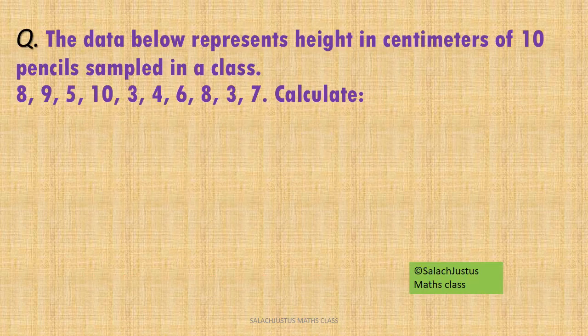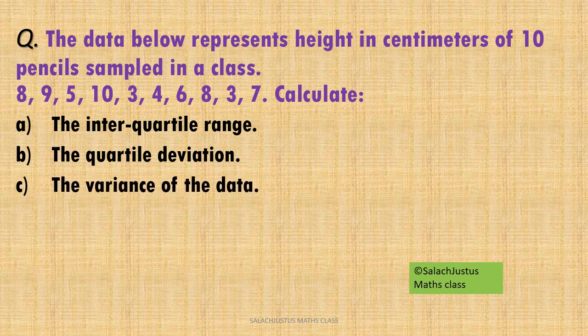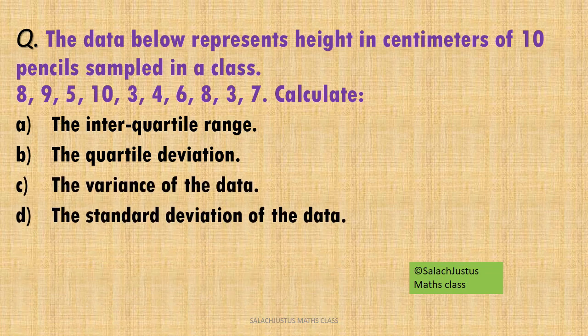Let's get started. The data below represents the height in centimeters of 10 pencils sampled in a class: 8, 9, 5, 10, 3, 4, 6, 8, 3 and 7 centimeters. We shall calculate the interquartile range, the quartile deviation, the variance, and lastly the standard deviation of the data.